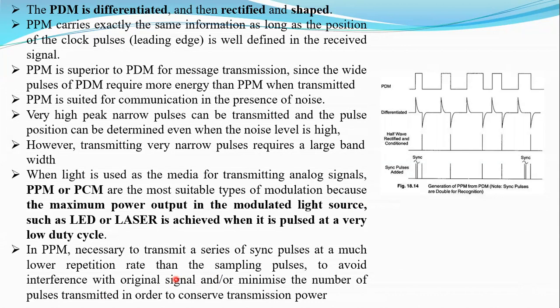Now, coming to the generation of pulse position modulation from the pulse width modulation, how are we going to generate this? The pulse duration modulation is differentiated. That means the waveform of this pulse width modulation is differentiated, then rectified, and then shaped. If you observe the waveforms, this will be the pulse width modulation output, and it is differentiated, where we can see spikes of signals, and after this it is passed through a half wave rectifier, and it is shaped by using these sync pulses. If we add the sync pulses, the original shape of this pulse position modulation will be obtained here.